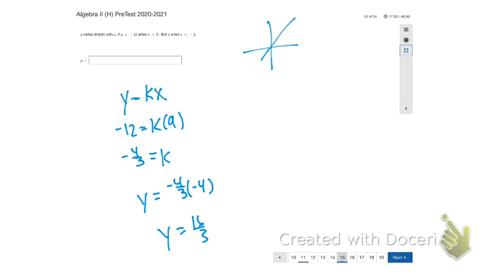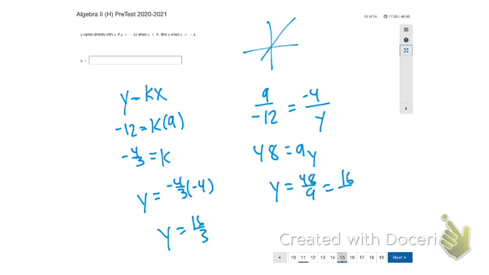The other way you could do this, because it is a proportional relationship, is you could set up a proportion. So when x is 9, y is negative 12. And then when x is negative 4, then y is something we're trying to figure out. So I get that 48 is equal to 9y. So y is equal to 48/9, which simplifies to 16/3.